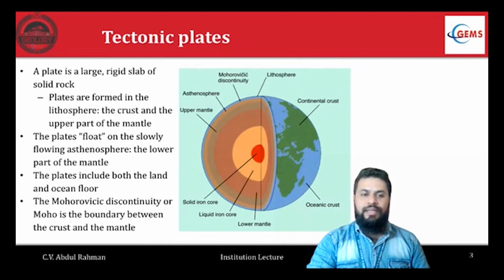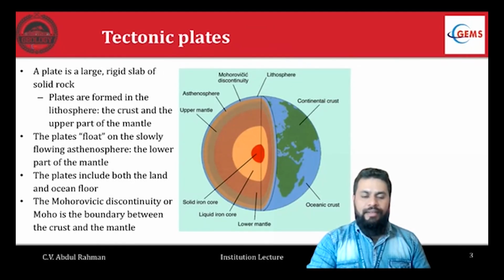The Earth's crust is divided into a number of lithospheric plates, including oceanic lithospheric plates and continental lithospheric plates. This crust is just above the asthenosphere.